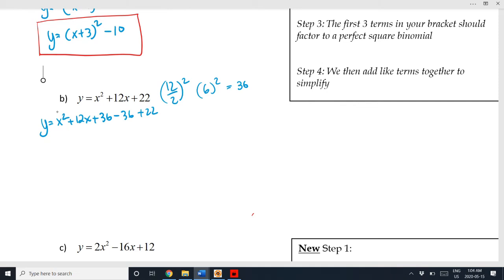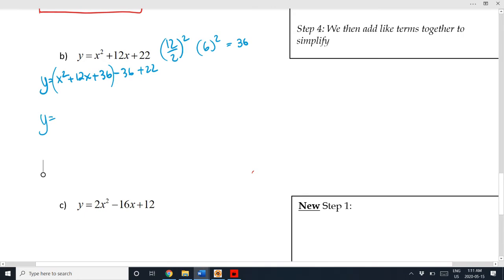And now we'll put brackets around the first 3 terms, and we'll recognize that this is a perfect square trinomial. To factor this, we just have to think of 2 numbers that add up to 12 but multiply to 36. And those 2 numbers are going to be 6 and 6. So we can go straight to our binomial bracket here that's squared, which is going to be (x + 6)².